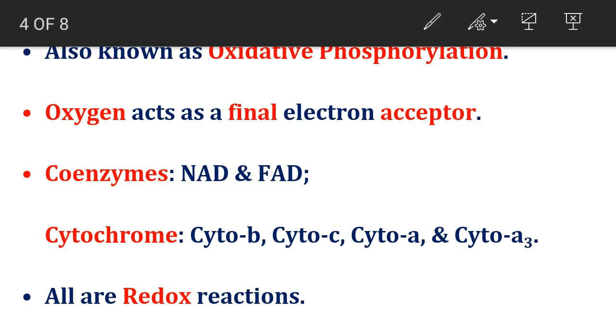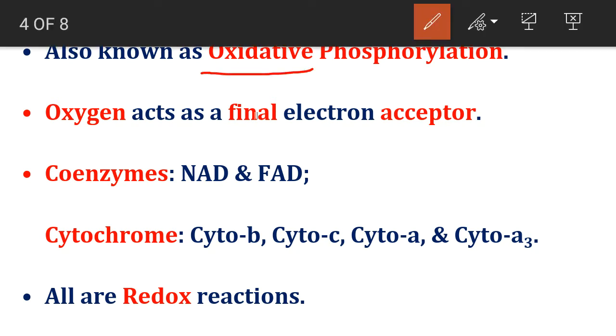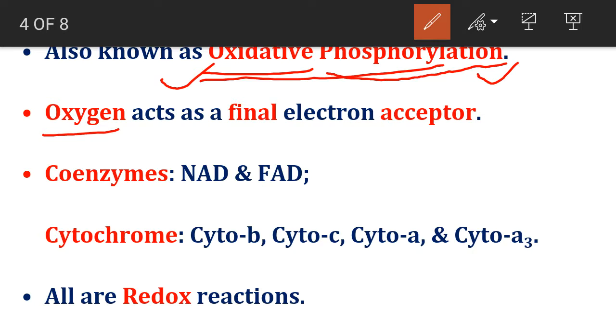Now this process is also known as oxidative phosphorylation because oxidative stands for oxidation of NADH and FADH2, and ultimately this leads to the addition of phosphate group to the ADP, that means formation of ATP. So because of oxidation of NADH and FADH2 there is a phosphorylation of the ADP molecule, that's why it is known as oxidative phosphorylation. Here the electrons which are being liberated by the oxidation of NADH and FADH2 are finally going to be accepted by the oxygen. That's why it is said that oxygen acts as a final electron acceptor.